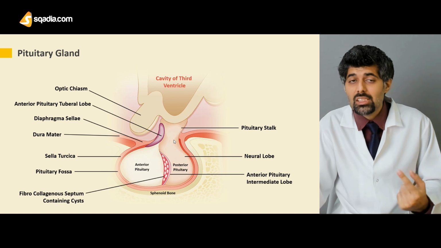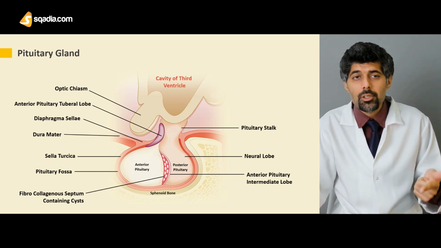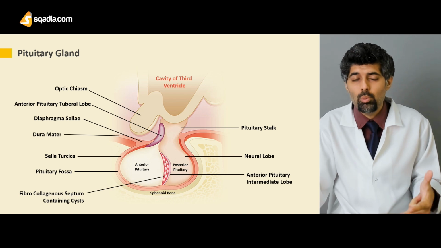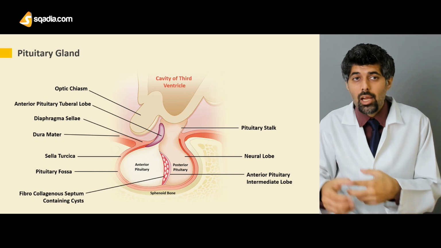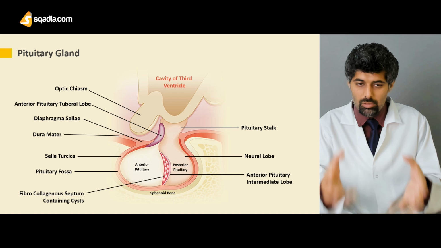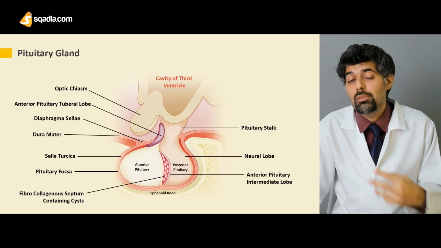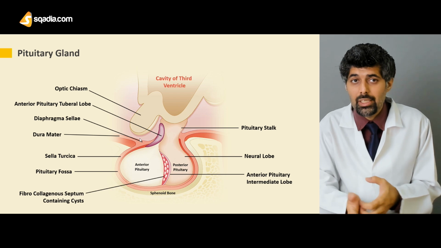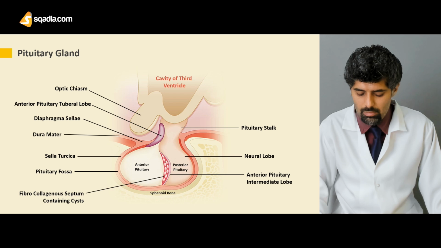Now we will discuss the vascularity of the infundibulum, anterior lobe and the posterior lobe, and how they are connected, how they are different, and why those differences occur. But for this anatomical slide, we will not discuss it because it will further complicate the already given information.